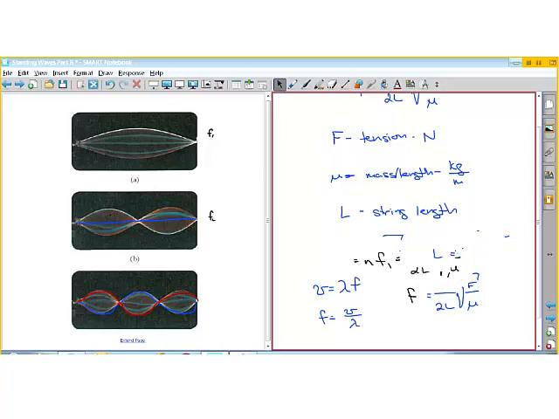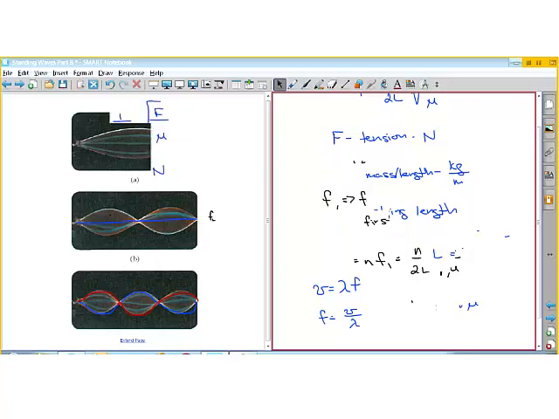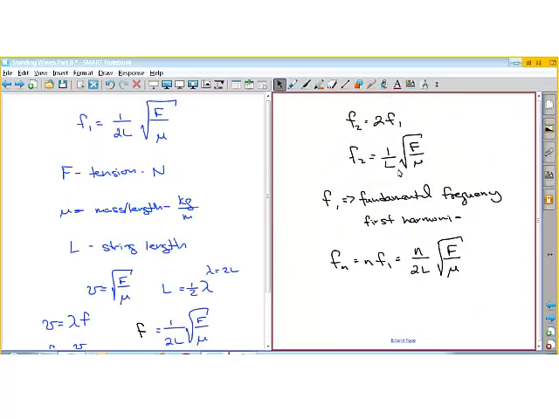Because the harmonics are n multiples of the fundamental frequency, you can just take this equation for the fundamental frequency and multiply by n, to get not just the fundamental when n equals 1, but all the other harmonics, which are just multiples of that fundamental frequency. Okay, so that's it about that.